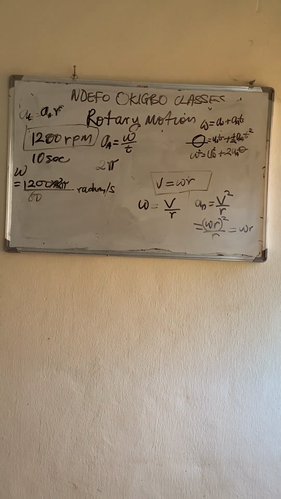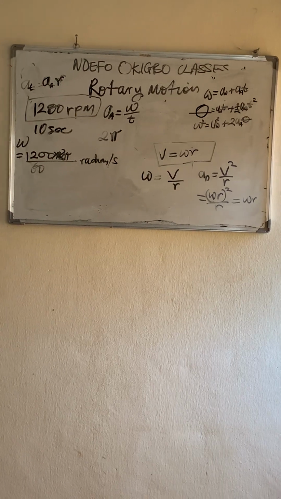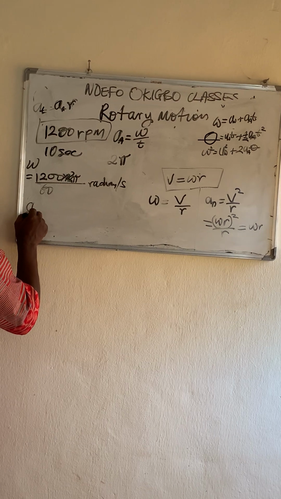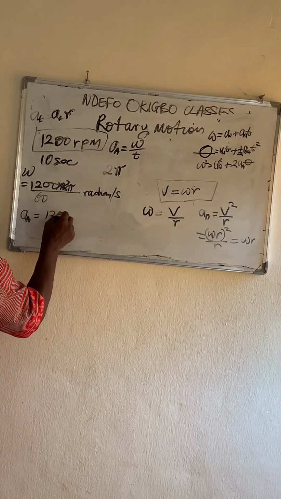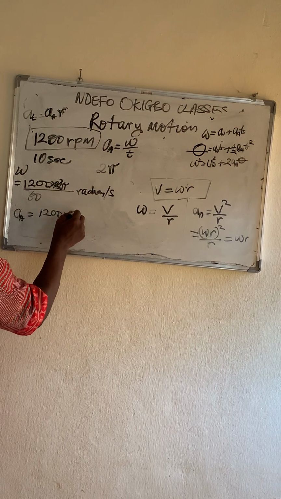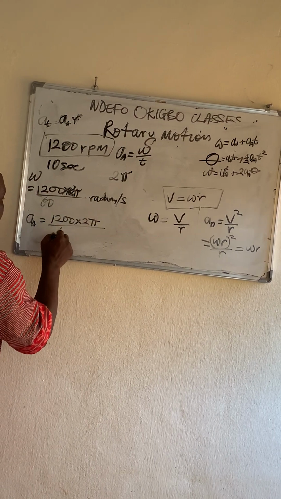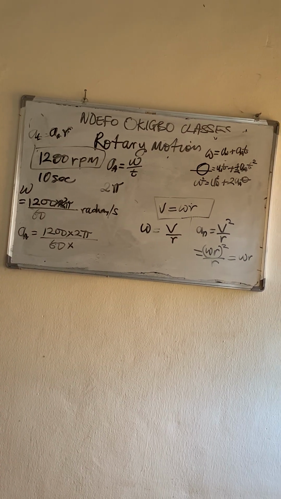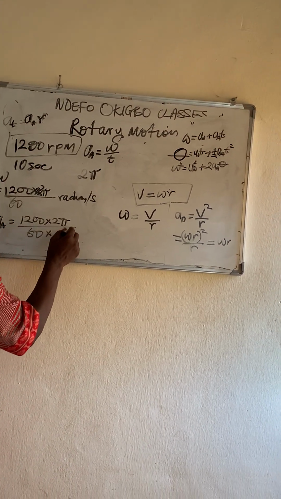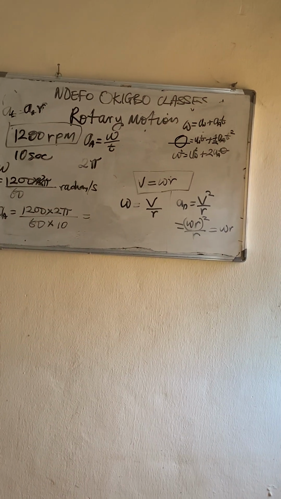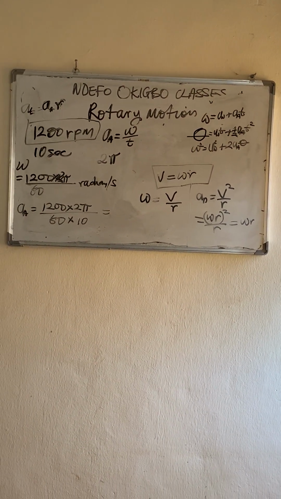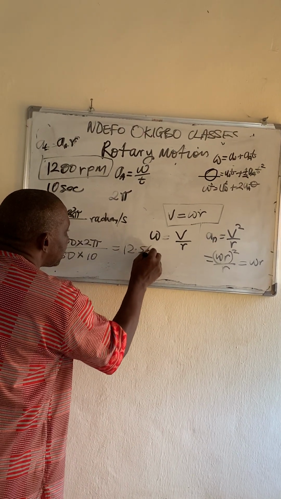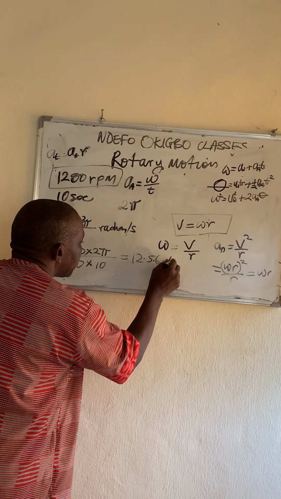Now to get the angular acceleration, which is what the question demanded, we divide by time. Angular acceleration will be 1,200 times 2 pi over 60, divided by the time, which is 10 seconds. That gave 12.56 radian per second square.